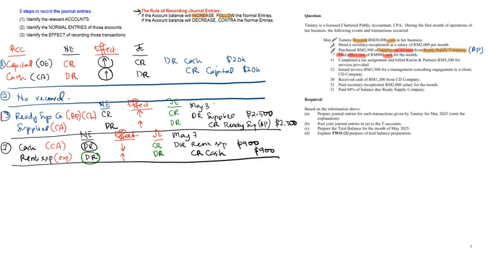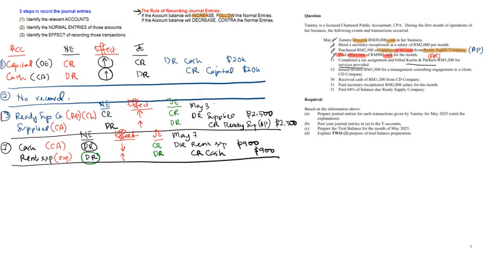The next transaction is on the 11th. Complete a tax assignment and bill Karim Partners as a first account, 3,200 for services provided. There's no indication that it has been paid, so this is known as account receivable.